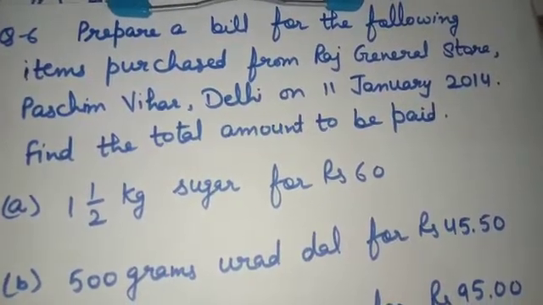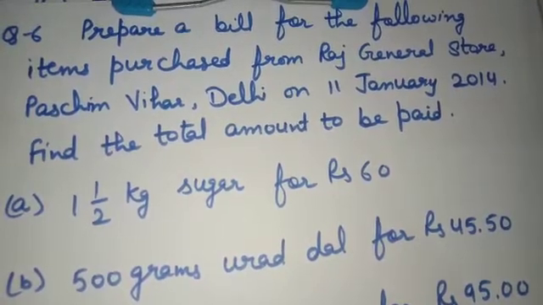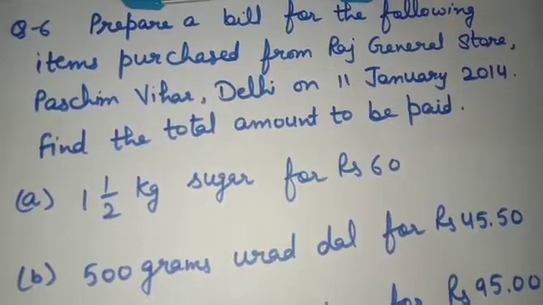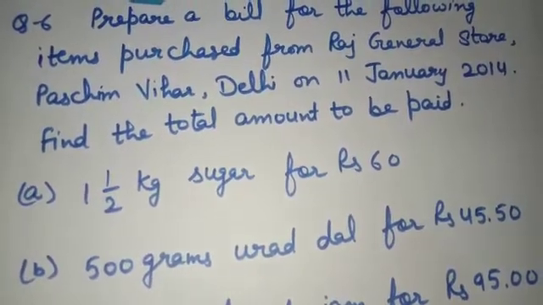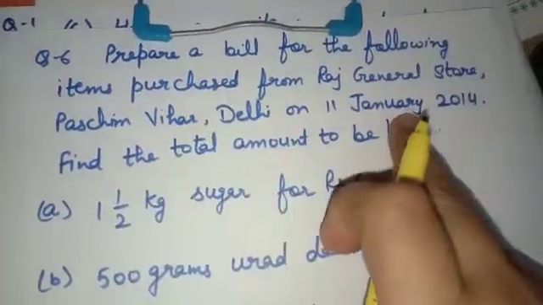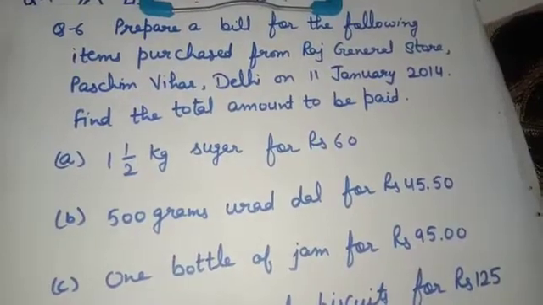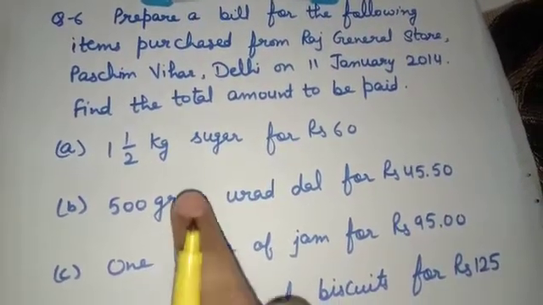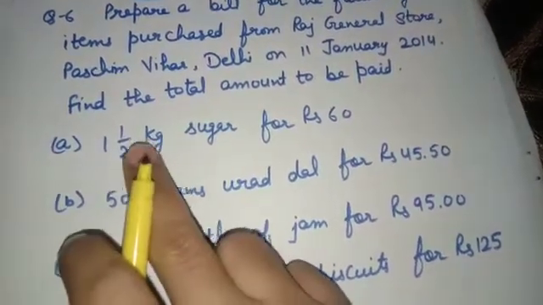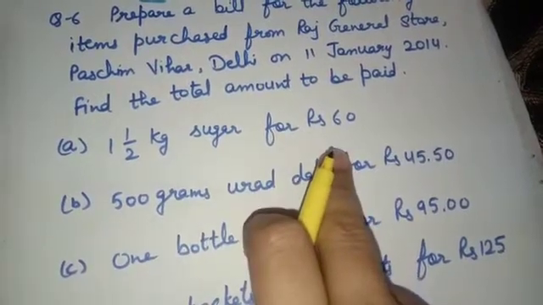Question number 6 is prepare a bill for the following items purchased from Raj General Store, Paschim Vihar, Delhi on 11 January 2014. Find the total amount to be paid. Here the name of the shop, address and date is given and the list of items is given. We have to prepare the bill. But here only one thing is different. What is that? 1 by 2 kilogram sugar for rupees 60.